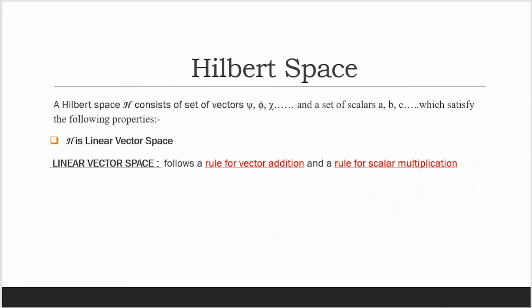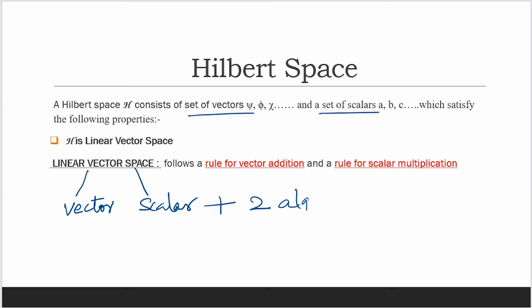And now, what is the composition of Hilbert space? Hilbert space is a set of vectors and a set of scalars which satisfies some properties, and we will look into these properties in detail. Let's start with the first property: a Hilbert space is a linear vector space. So what is a linear vector space? The space consists of a vector set and a scalar set, and it follows two algebraic rules. These are the rule for vector addition and the rule for scalar multiplication.